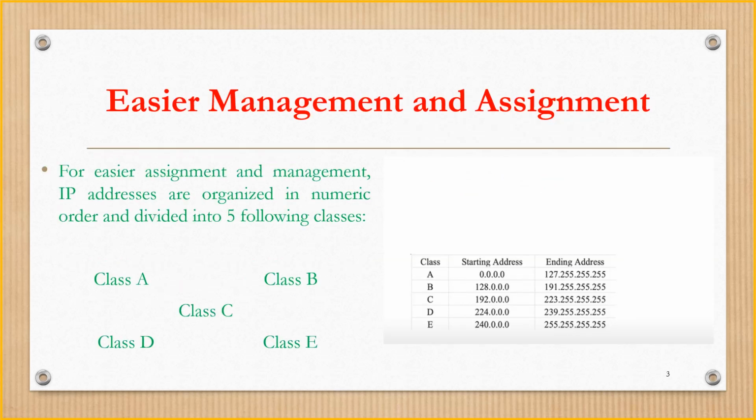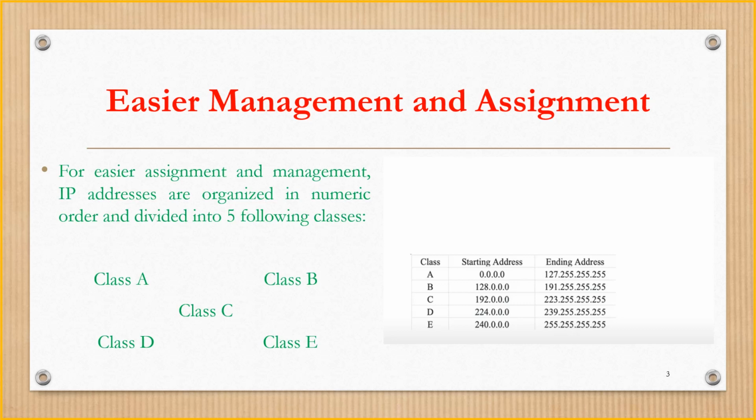The classification of IP addresses into classes is for management and assignment. For easier management and assignment, IP addresses are organized in numeric order and divided into 5 classes: Class A, Class B, Class C, Class D, Class E.